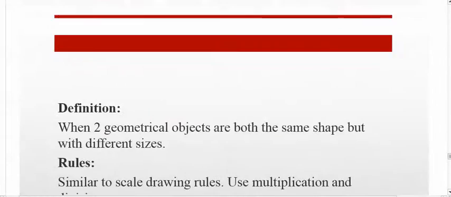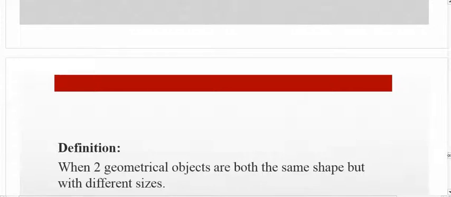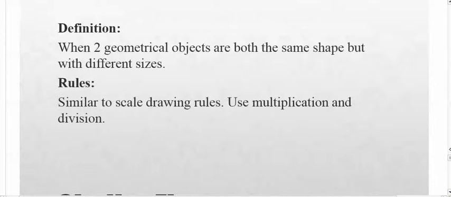Okay, going back up. So now we're just going to go down to similar figures. So similar figures is when two geometrical objects are both the same shape but with different sizes. So similar to scale drawing rules, just use the multiplication and division.